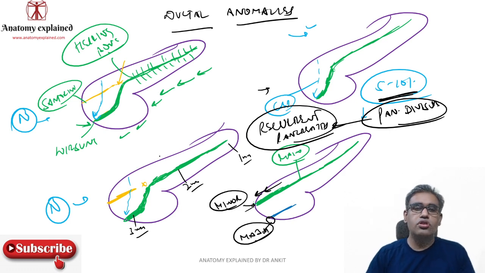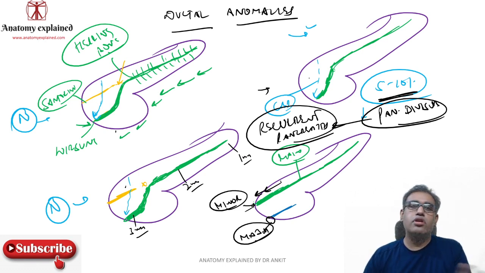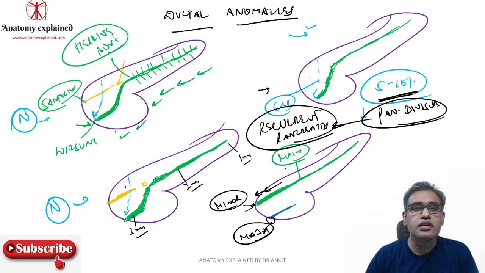Okay, so these are a few normal scenarios and a few abnormal scenarios of the ducts related to the embryology of the pancreas. So that was pancreas divisum and recurrent pancreatitis.